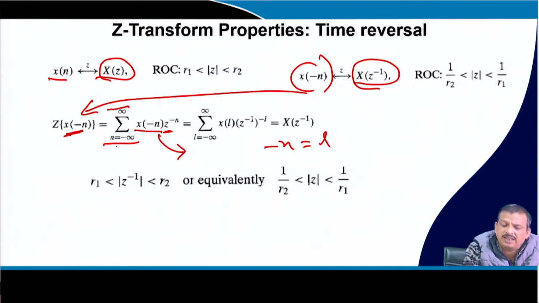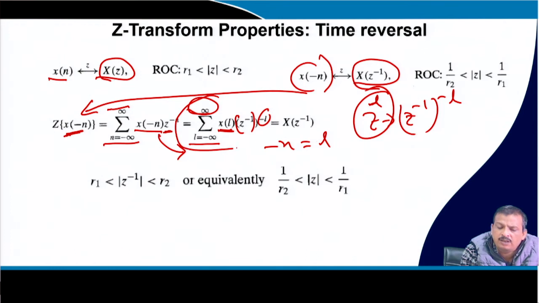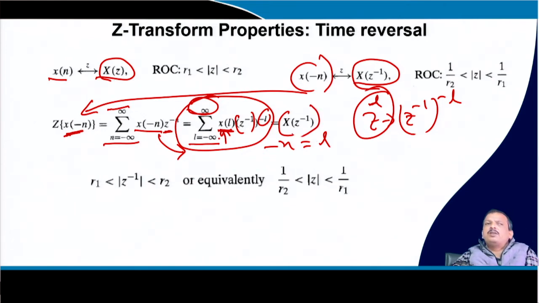So, I can say L equal to minus infinity to plus infinity, x of L, with z to the power minus n, which is nothing but z to the power L. So, if I want to make it minus L, how do I do it? Z to the power minus 1 into minus L. So, minus 1 into minus L is nothing but z to the power L. Now, if you see, this form is a z transform of x of L. So, I can say it is nothing but X of z to the power minus 1.